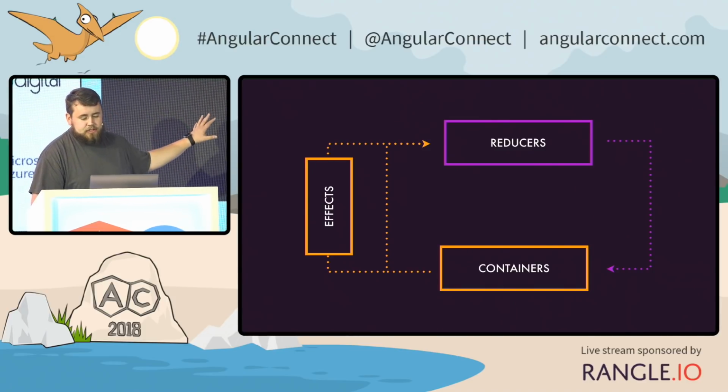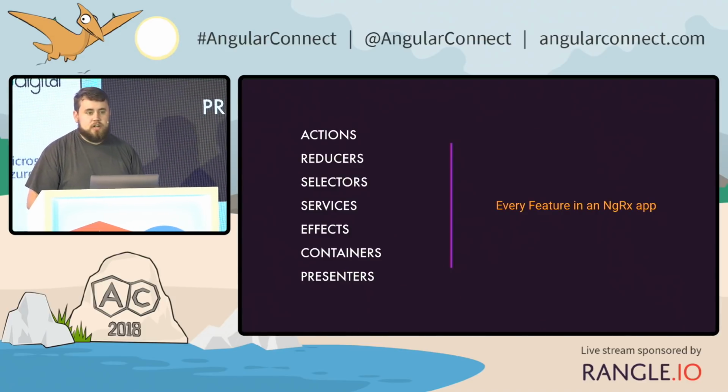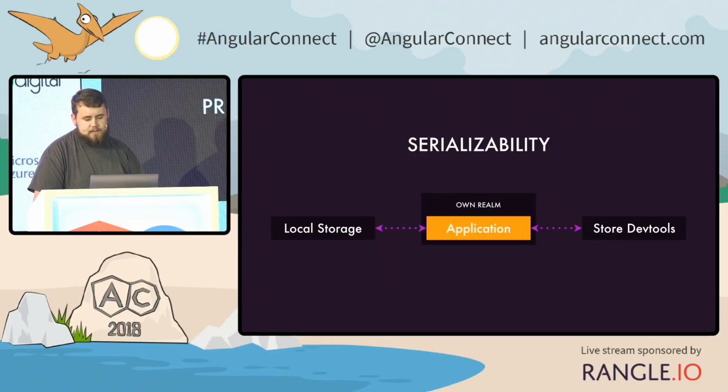And when you take this loop and decompose it into a feature, it's a massive number of things you have to write for every feature. Every feature needs some combination of actions, reducers, selectors, services, effects, containers, presenters, and it's just a tremendous number of files. But if you embrace this, you get some really cool benefits.